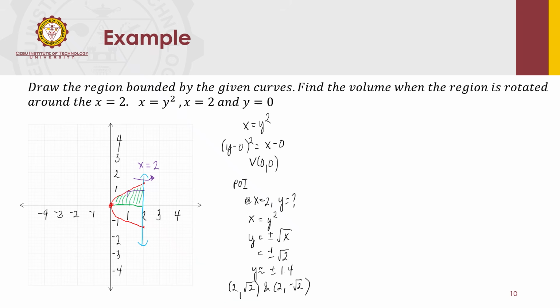Okay, a horizontal strip. So it is dy for its thickness, and for its radius, the radius of the circular disc, we're going to rotate it here. So this is the radius. As you can see, the radius does not touch the y-axis, so it's not equal to x only. So which x are we going to use?